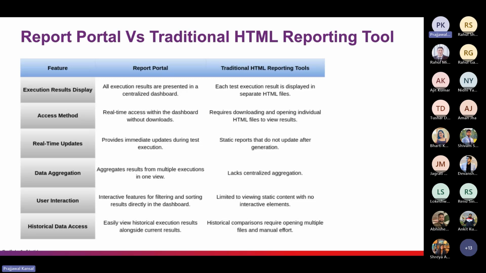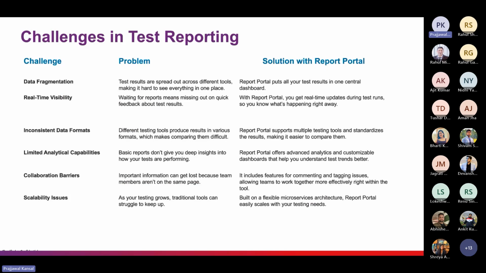And the last one is in Report Portal, we can easily view historical execution results alongside current results as well. But in traditional HTML, historical comparison mostly requires opening multiple files or manual effort as well, right? Now next is the challenges in test reporting, right?